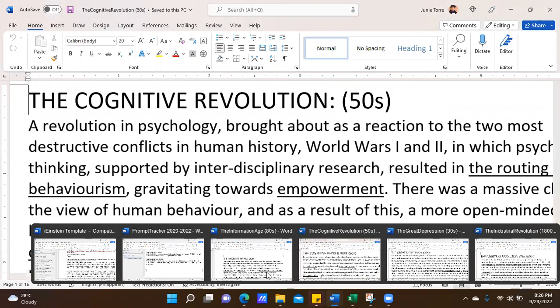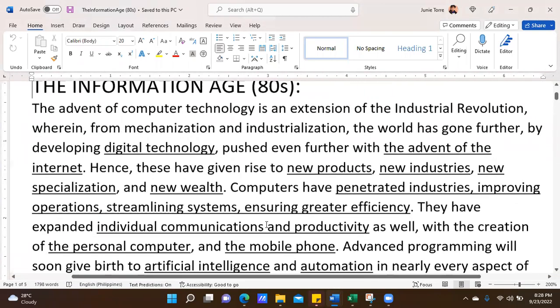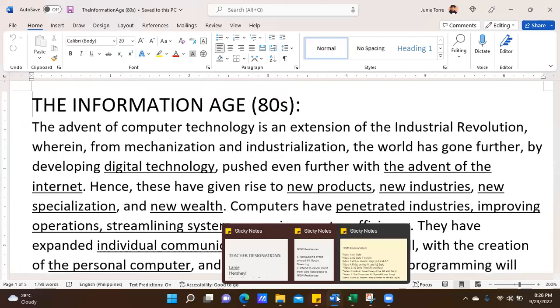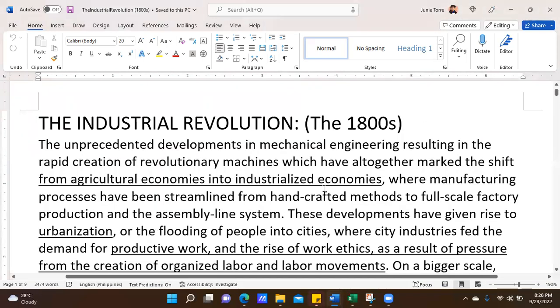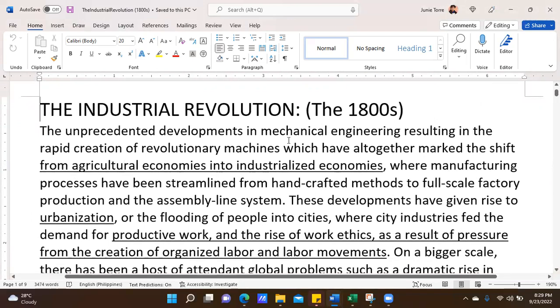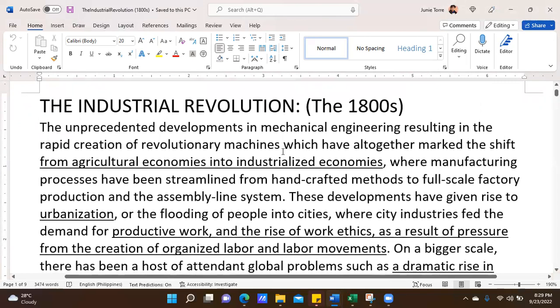And then finally the information age in the 80s. Okay. So this is a quick run through history. So there are four great trends in the last 200 years. So these trends can be viewed as the most pivotal in human history.